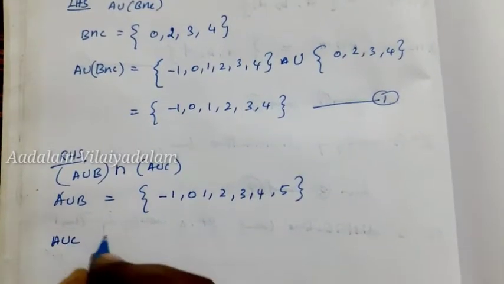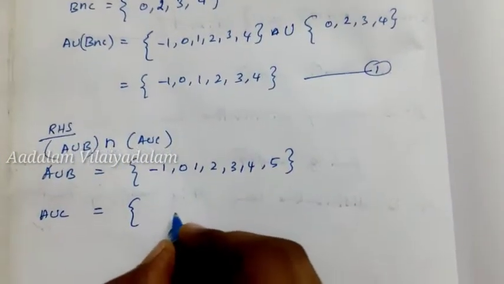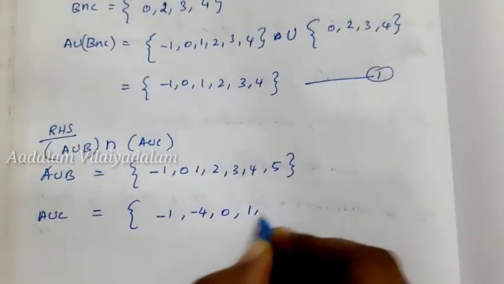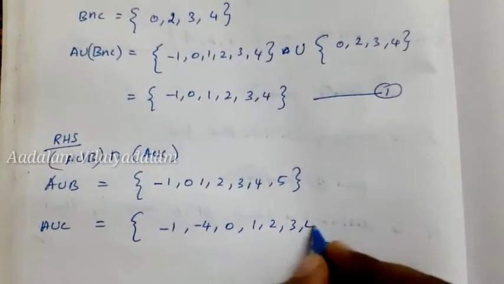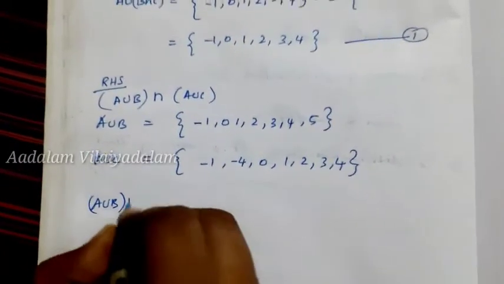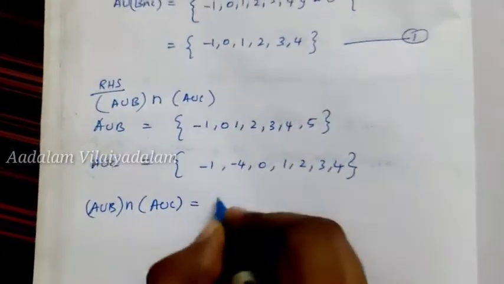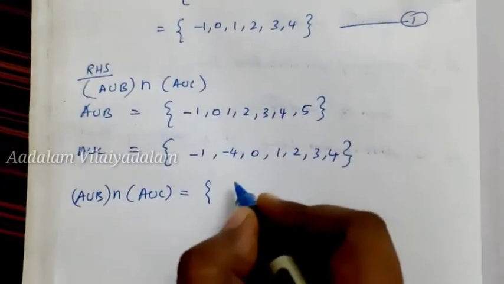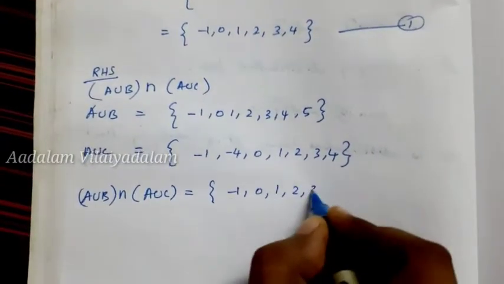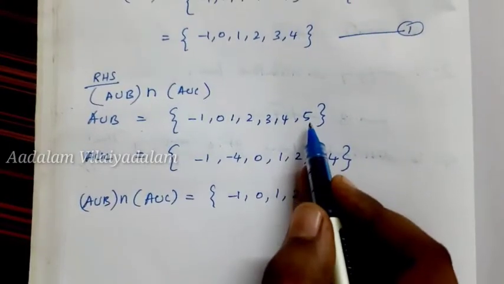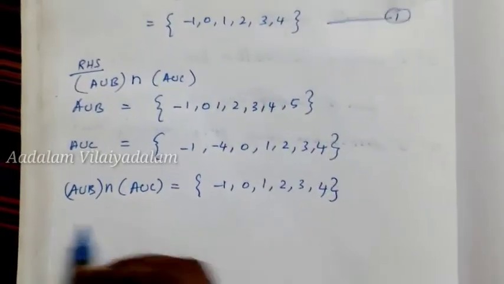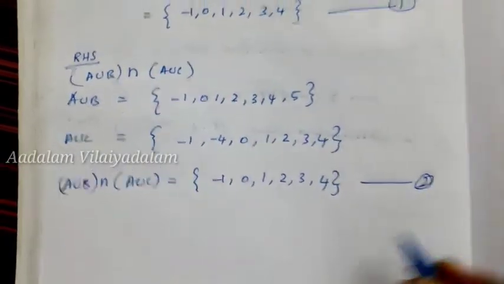Then we need to find A union C. That is minus 1, minus 4, 0, 1, 2, 3, 4. Now we need to find the intersection between A union B and A union C. So the common elements are minus 1, 0, 1, 2, 3, 4. But there is no matching element for 5 and minus 4. So with this we can conclude that this is equation 2.